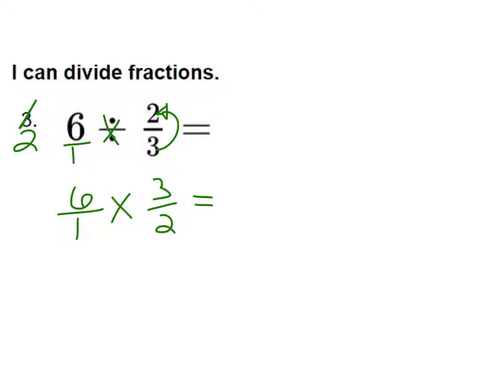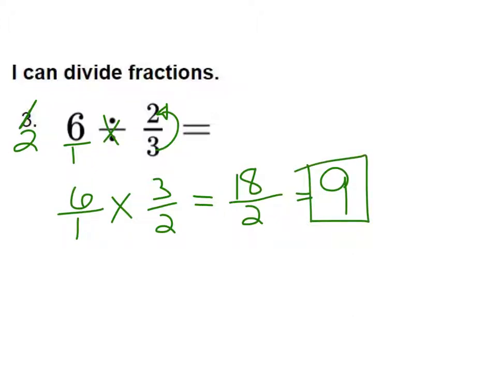6 times 3 is 18. 1 times 2 is 2. And how many times does 2 go into 18? That would be 9 times. So that is my answer. So go ahead and check your answer. Make sure that you are looking at your mistakes and then write down what your mistakes were.